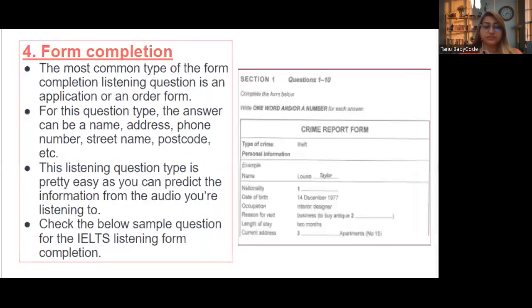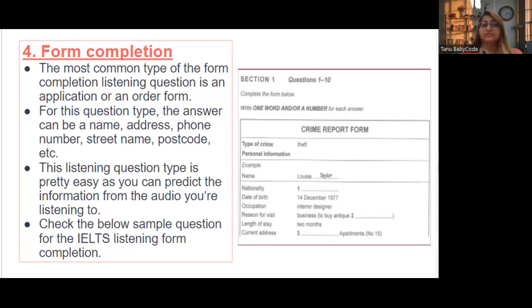Let's move forward. Fourth type of question is form completion. Now, form completion type is an application or an order form. You have to fill that up. For this question type, the answers can be name, address, phone number, street name, postcode, etc.